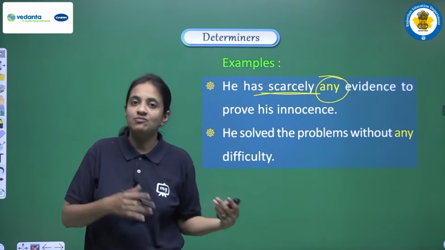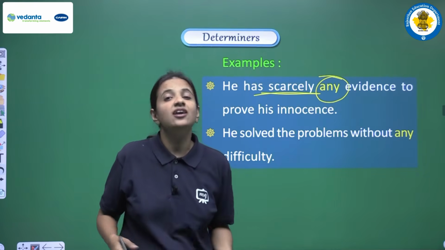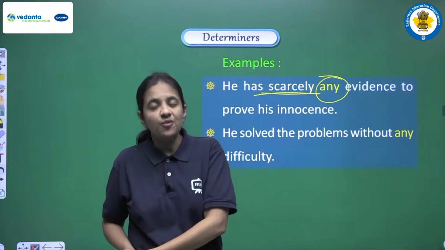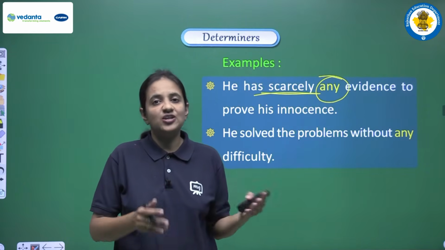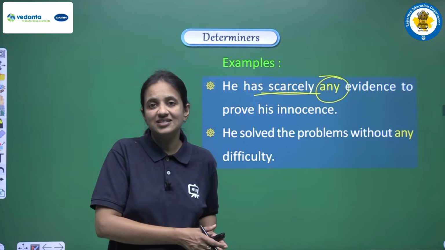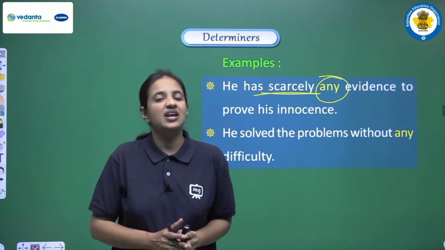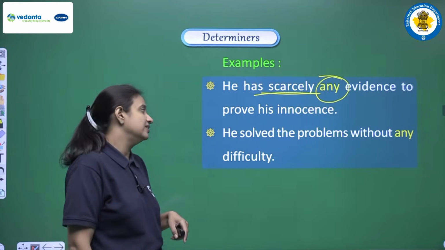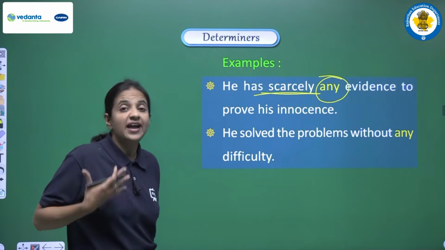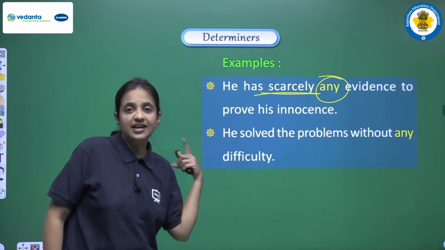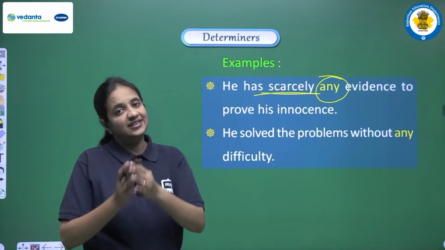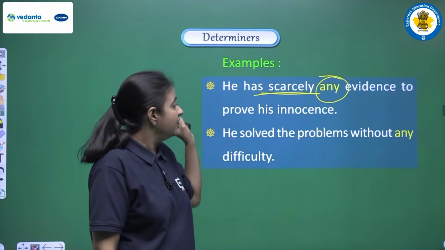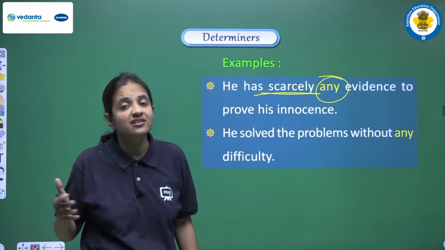So yes, some of the words like barely, scarcely, hardly, all these words have a negative meaning, all these words are of negative form, and whenever one of these words is used in a sentence, then that sentence is also considered to be a negative one, and this is the reason we have to use "any" in those sentences. Clear? Second, we have here "He solved the problems without any difficulty." Again the sentence has a negative meaning, and this is the reason we are using "any" here. The complete sentence is "He solved the problems without any difficulty."